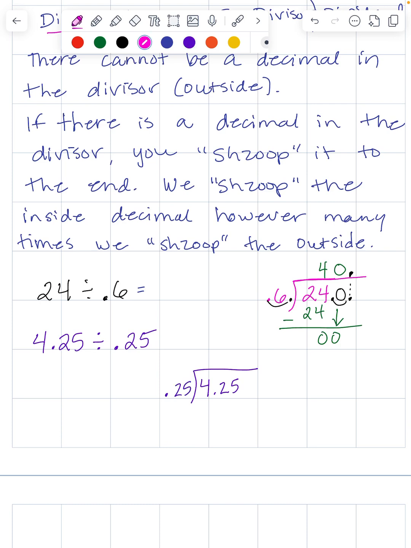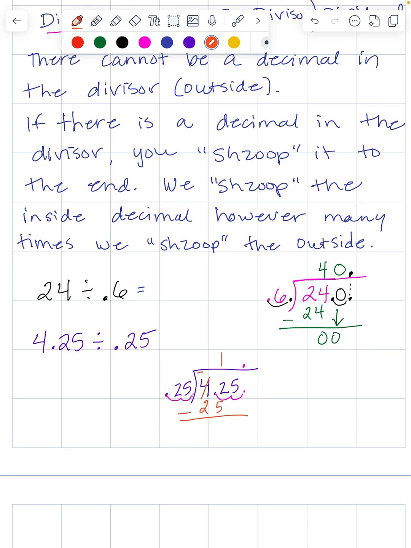We are now going to zoop our decimals to the very end. And if I moved that one twice, I will zoop this one twice, and I'll bring it up. So now really what we're asking is how many times does 25 go into 425? Well, 25 doesn't go into 4. How many times is 25 going to go into 42? Only once.